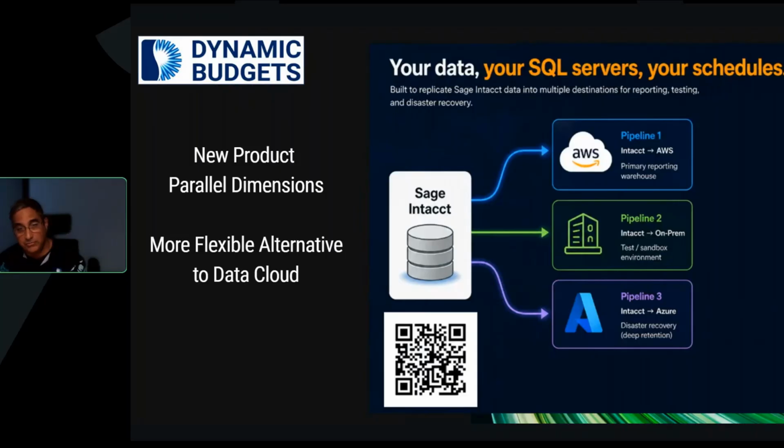And basically it allows you to connect to Sage Intacct, and then you could have multiple destinations. So you might send your data up to Amazon for your primary reporting warehouse. You might have an on-premise test or sandbox for your developers to play with. And maybe you've got long-term disaster recovery out on Microsoft Azure.